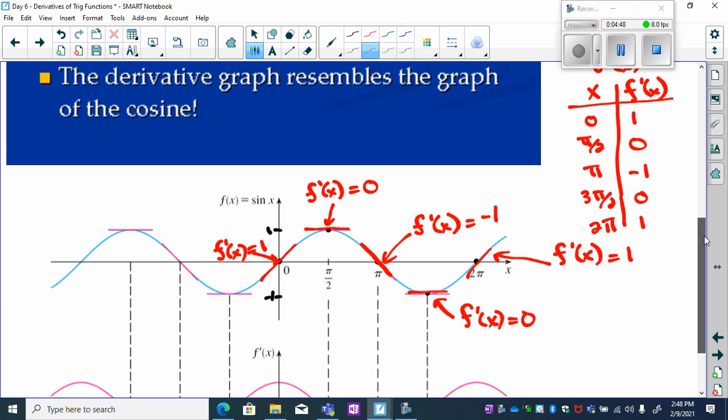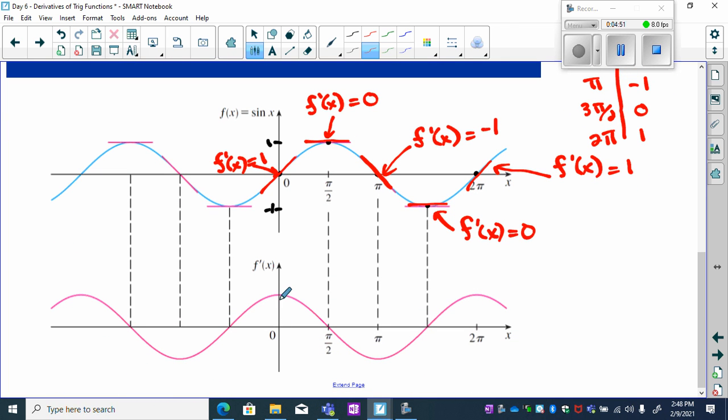Now watch this when I plot those points. 0 radians, comma 1, pi over 2 radians, 0, 1 pi radian, we are at -1, 3 pi over 2, 0, and 2 pi, comma 1. Now notice, on this curve, we have our x-axis and our y-axis. But on this curve, we're actually sketching not the height of the function, rather the derivative, f prime x. So that's a huge thing to note.